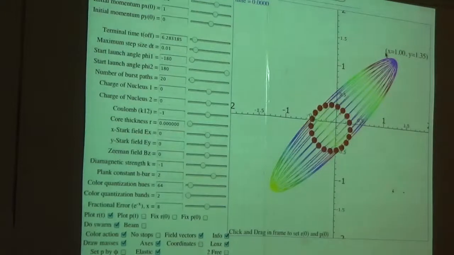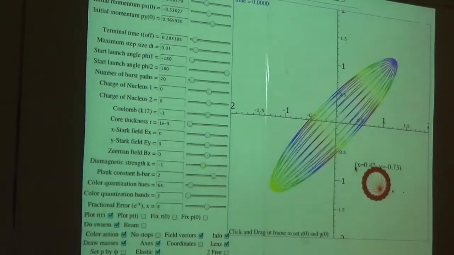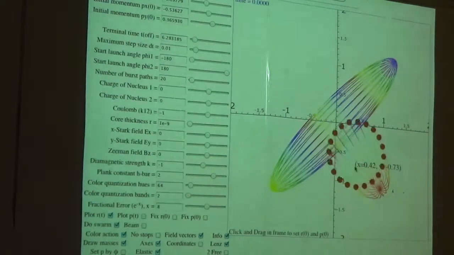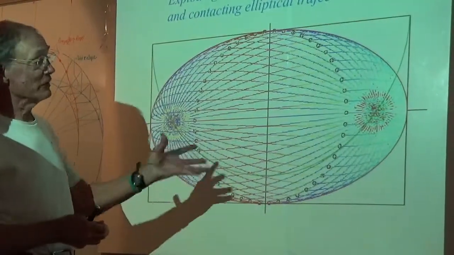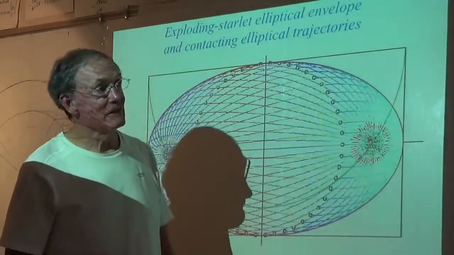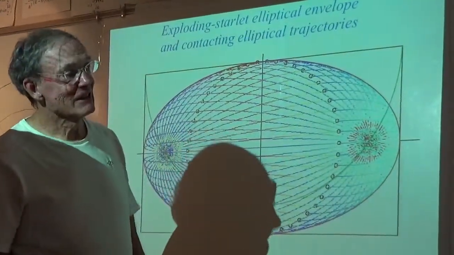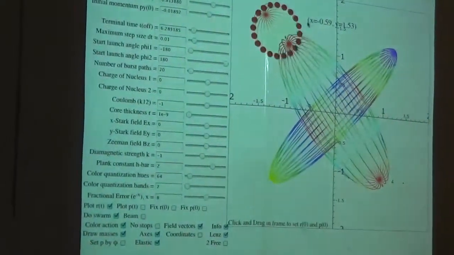But that's the kind of thing that you, see if I've got one here. I thought I did. Yes, this one. Okay. Exploding starlet. The elliptical envelope of all of the ellipses. Yeah, there's another one right there. You can do similar user input, drag the initial position, and then just let it go.